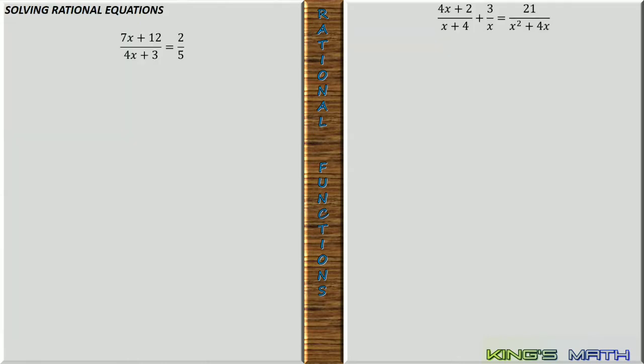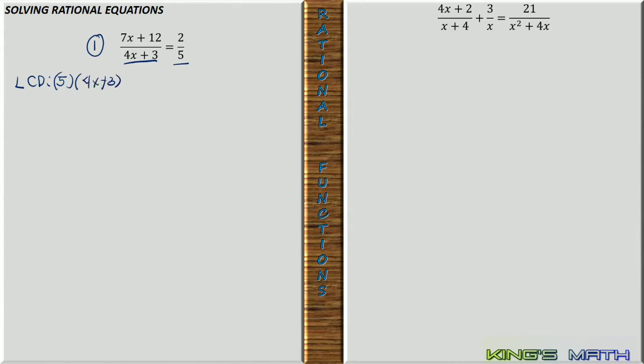Now let us proceed with solving rational equations, wherein we are given the equation and our goal is to solve for the value of x. Our first example is 7x plus 12 all over 4x plus 3 equals 2/5. Our first step will be determining the LCD. To determine the LCD, we are just going to get the product of the denominators. The denominators here are 4x plus 3 and 5. The LCD will be 5 times 4x plus 3.